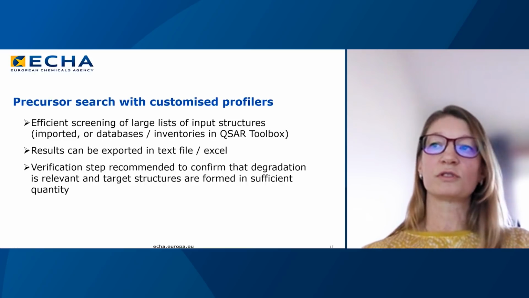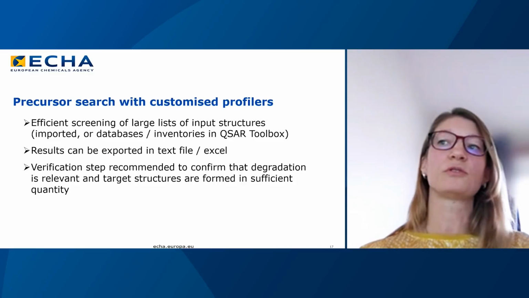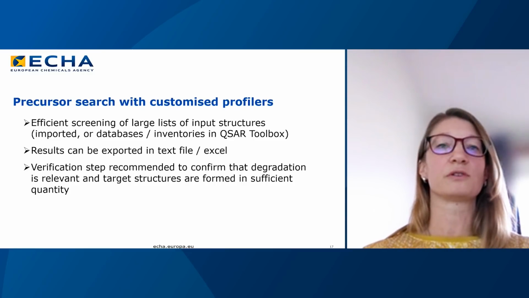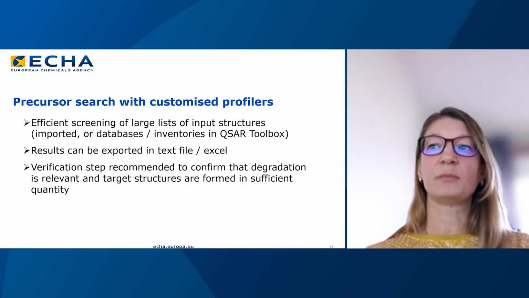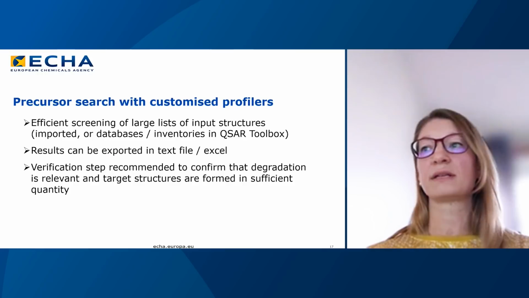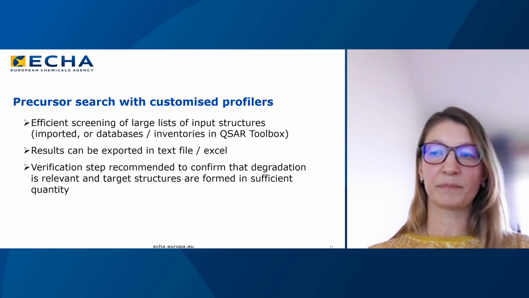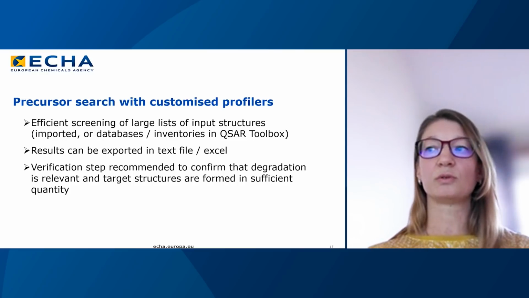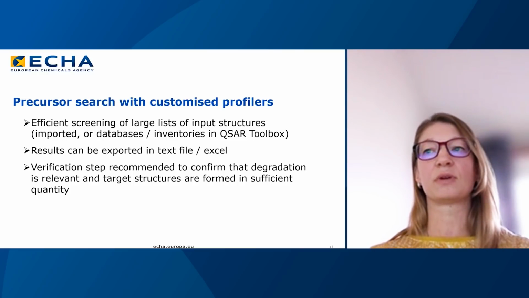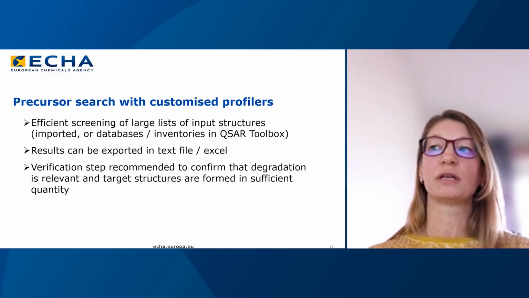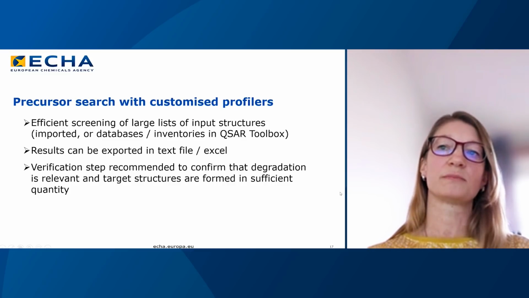Using the QSAR toolbox helps us to screen also large lists of chemicals for precursors. The output can be exported in text file or Excel. The search is at screening level, so usually we run additional tools or look for supporting evidence regarding the likelihood of formation and quantity of transformation products.